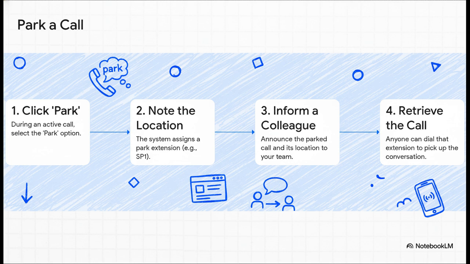Now, call parking is a little different, but it's really useful. Think of it like a public parking spot for a phone call. Instead of putting it on your personal hold, you hit park and the system gives you a spot, like SP1. Then you can just message your team and say, hey, there's a call for sales on SP1. Anyone can then dial SP1 and pick it right up.